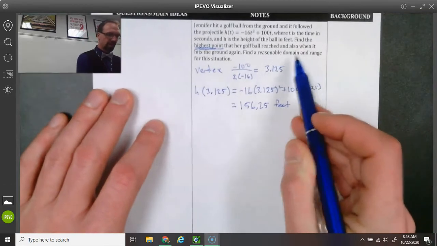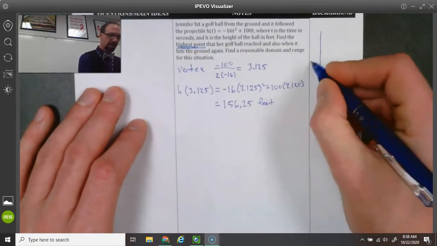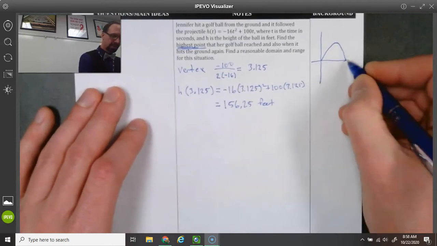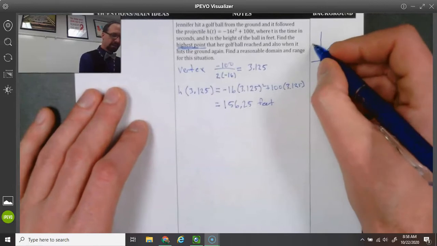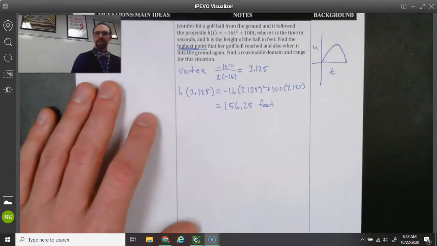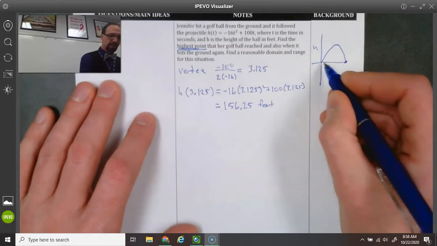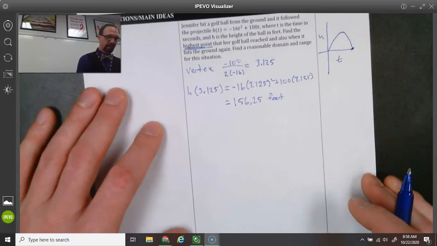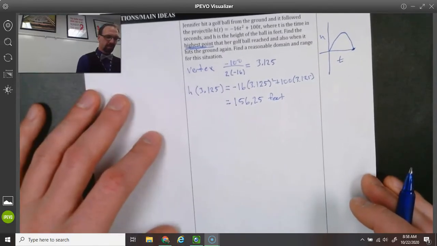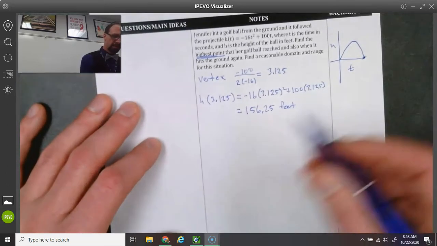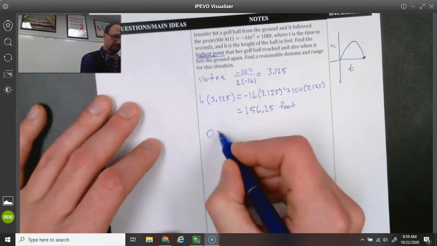Find a reasonable domain and range for the situation. So again, the ball starting on the ground hits its maximum and it's going to hit the ground again. This is t, this is your h. So what we want to do is find when the ball hits the ground again, so not at 0 time, but whenever this time is. A couple ways to do that. You can use the quadratic formula or solve by factoring. Factoring is actually the easiest for this one. So we set y equal to 0 and then solve.